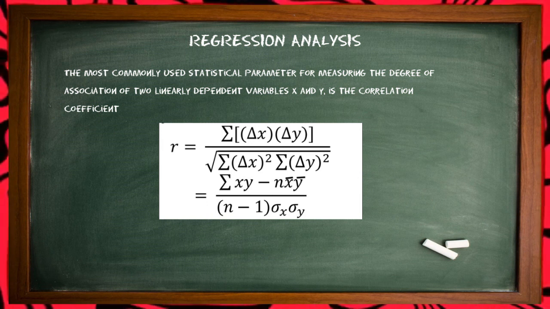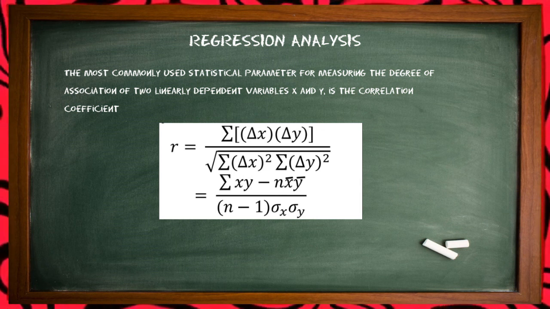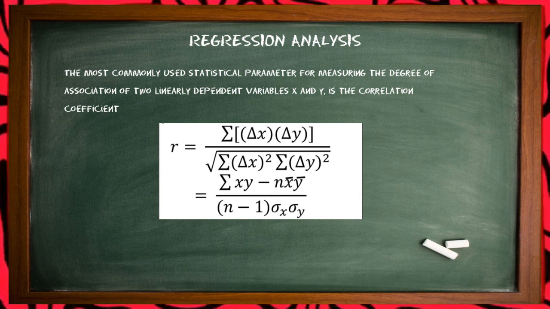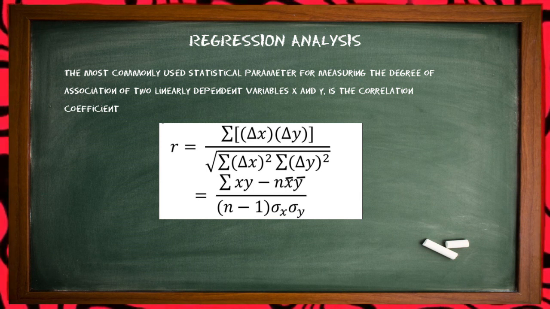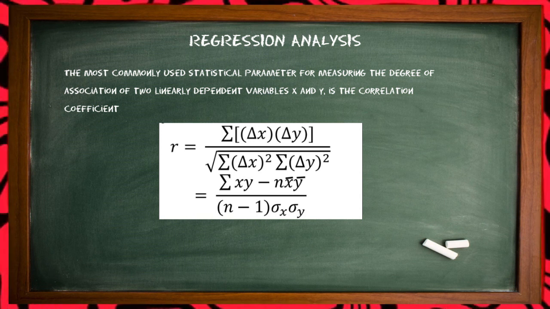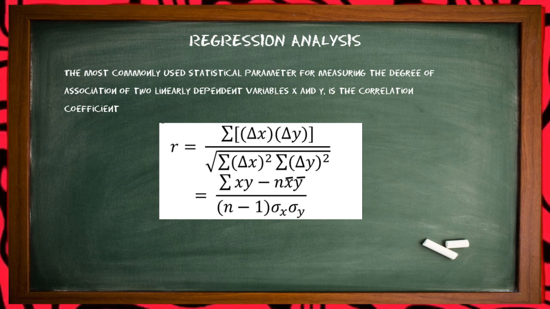If r is equal to 1, the correlation is perfect, giving a straight line plot, which is in a regression line. If r is equal to 0, no relation exists between x and y, which is in this scatter plot. An r near 1 indicates a close linear relationship.